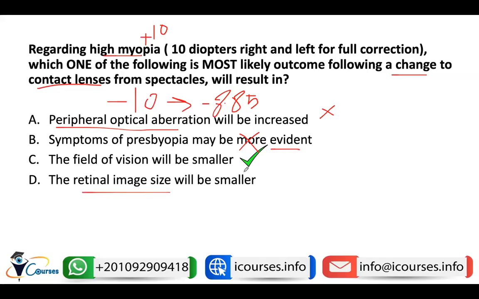Retinal image size will be smaller. We said no. We said we are shifting from high minus to smaller minus. So this will result in less minification. So the retinal image size will be larger.